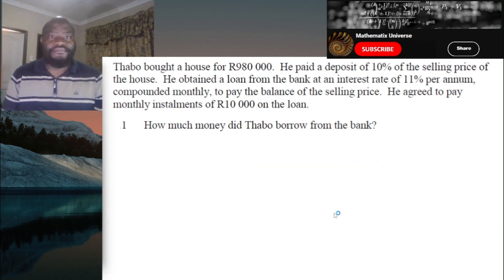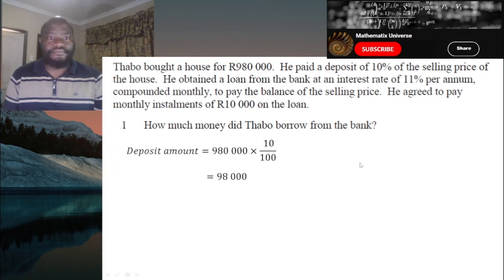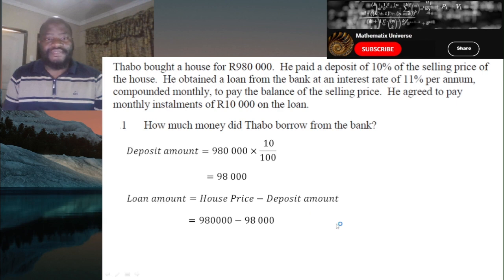So in this question, they just want to know what the remaining amount would be after we've minused 10% from this. So it's a quick calculation and it goes like this. The deposit amount will be 10% of the 980,000, which is 98,000. And then it means the loan amount, we must subtract the house price by the deposit amount, and it gives us 882,000.